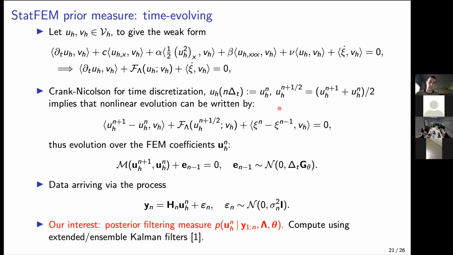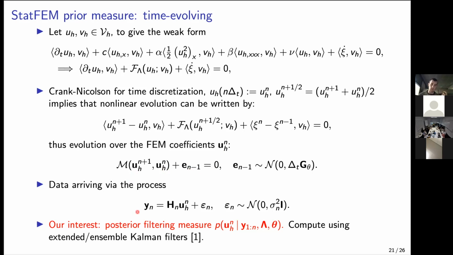Then we can write this nonlinear evolution, u_h^(n+1) minus u_h^n and so on, into this equation here. Now, after doing some maths and writing things out, this actually defines a nonlinear evolution over the FEM coefficients u_h at n. And now this is just a vector here. And what it says is that u_h at n+1, as a function of u_h^n, plus some Gaussian noise, is just equal to zero.